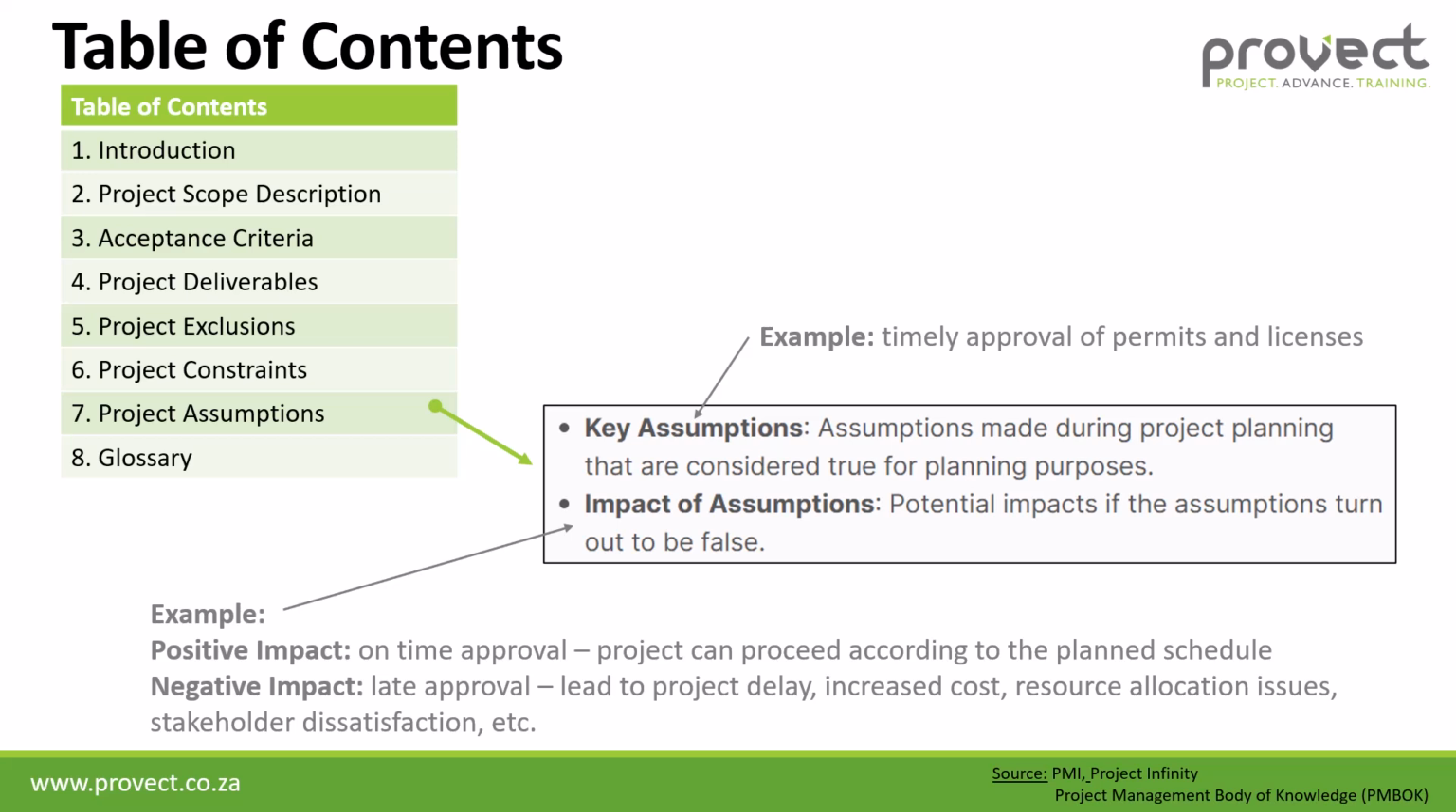Now that can have a positive impact, again in our example. So if the approval is on time, the project can proceed according to the planned schedule. But then there can also be negative impacts. That is, if the permits and licenses get a late approval, that can lead to project delay, increased cost on your project, resource allocation issues, and stakeholder dissatisfaction.